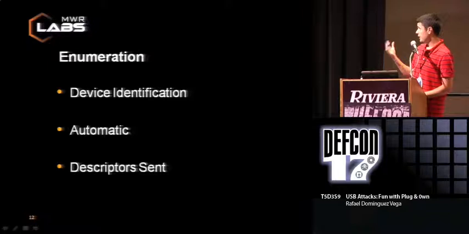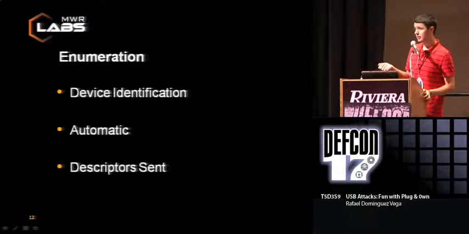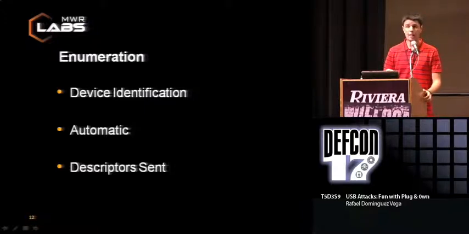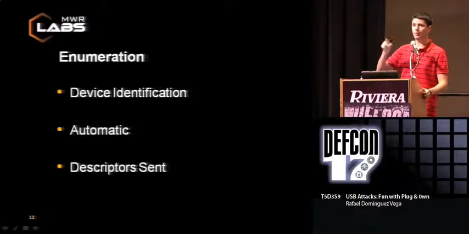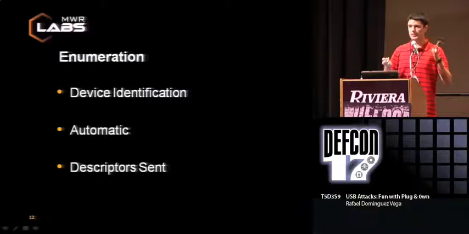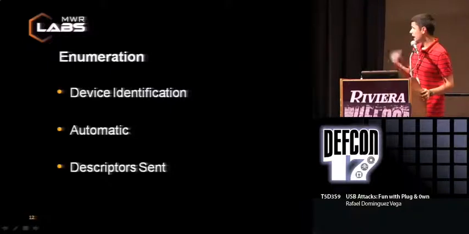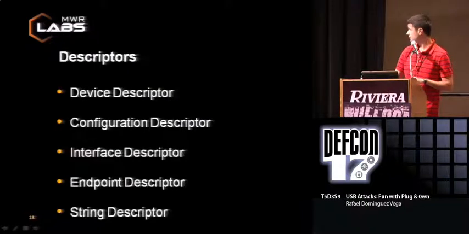As I say, the enumeration is the device identification, and it happens as soon as you plug the USB device in your computer. It's automatic, and in some operating systems, it's visible to us, such as Windows, where a pop-up appears, telling you that a new USB device has been identified. And it's in this phase where descriptors are sent containing general information about the configuration of the device.